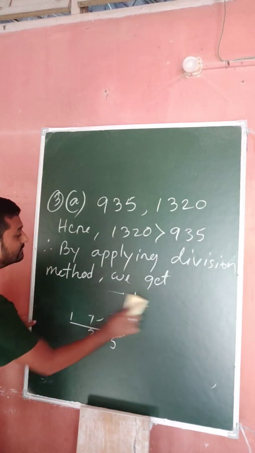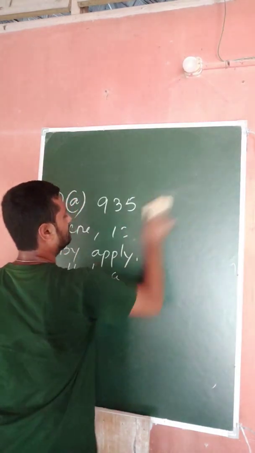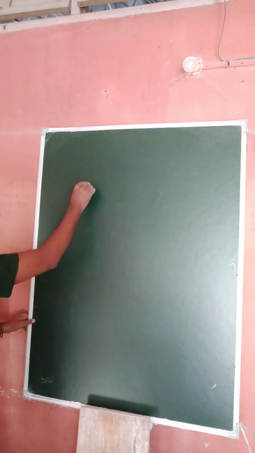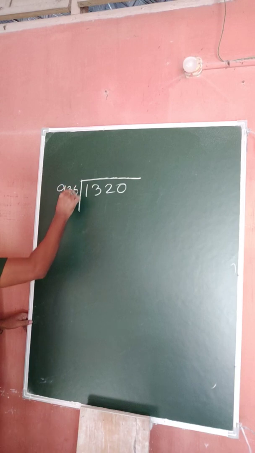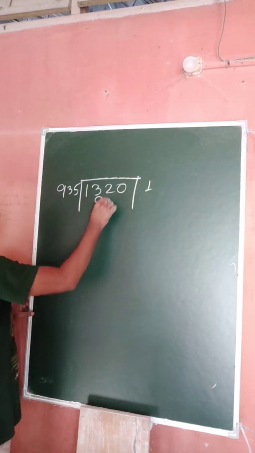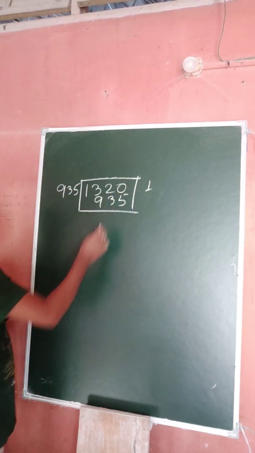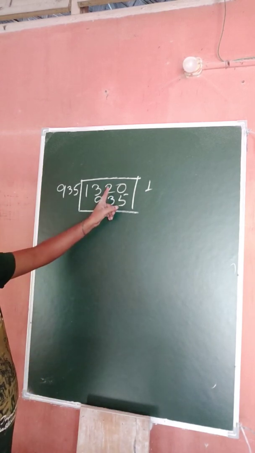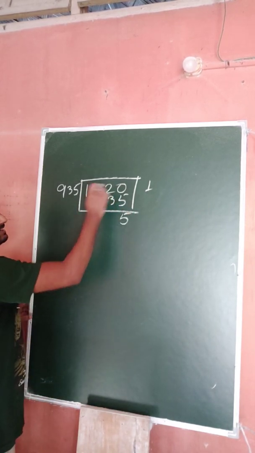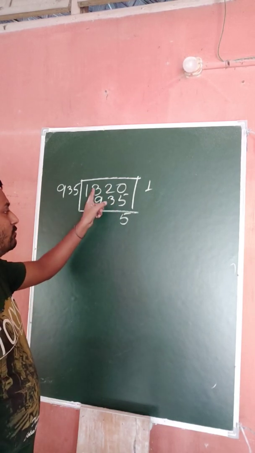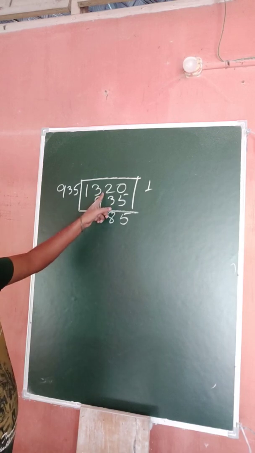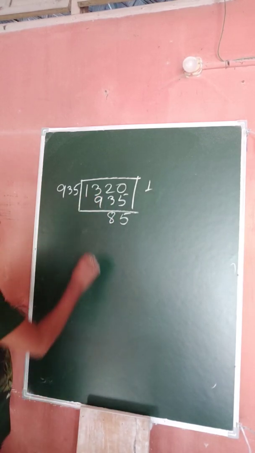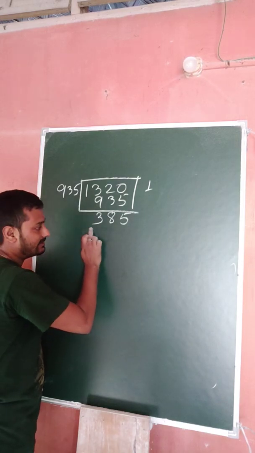We will do this here because it will take more space. 1320 divided by 935, which is 1, becomes 935. You cannot subtract 5 from 0, so take 1 from this: 10 minus 5 becomes 5, it remains 1. Again you cannot subtract 3 from 1, take 1: 11 minus 3 becomes 8, it remains 2. Again you cannot subtract 9 from 2, take 1: 12 minus 9 becomes 3. So again 385 is the remainder.